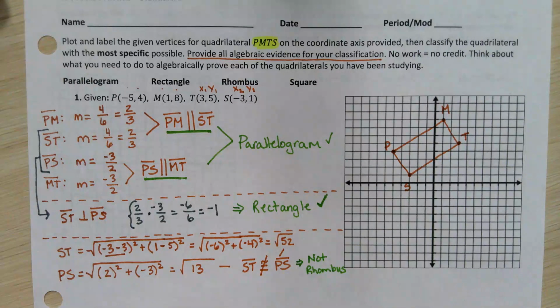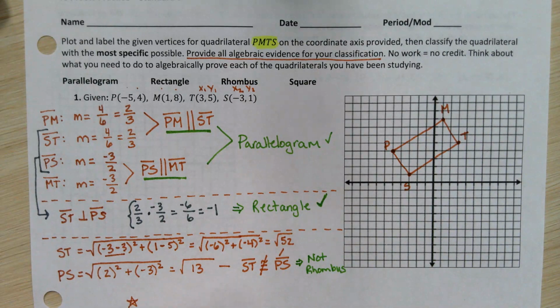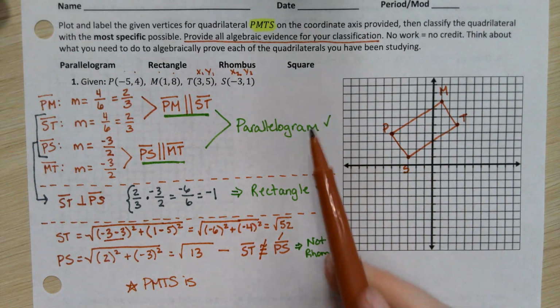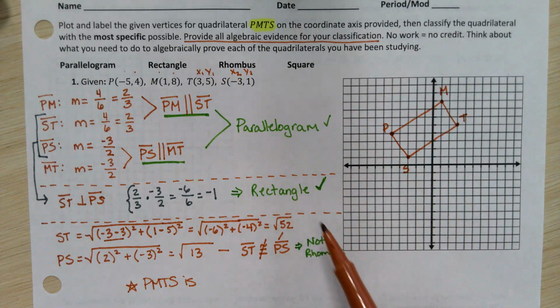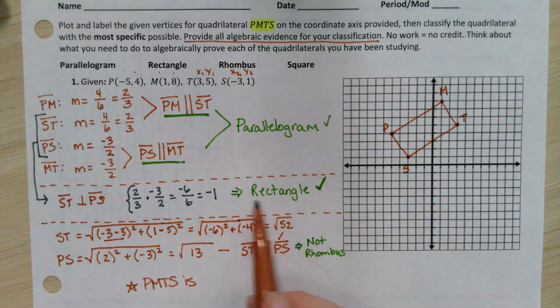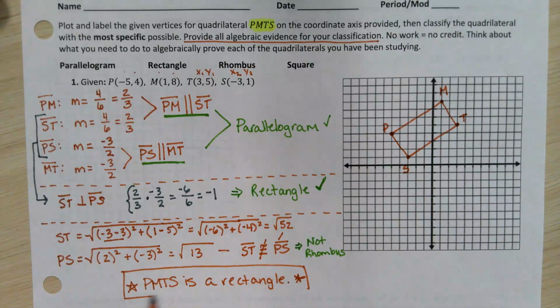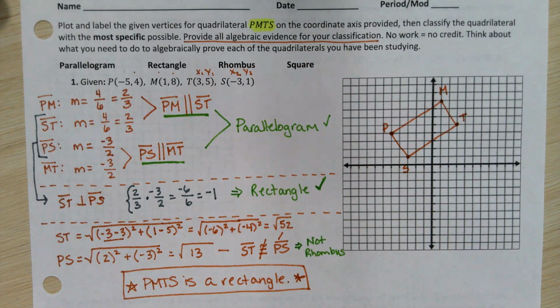So if I'm looking for the most specific name for quadrilateral PMTS, it was a parallelogram and it was a rectangle, but it wasn't a rhombus. That means that rectangle is the most specific name that I can give to that quadrilateral. Okay, go ahead and pause the video, try to work through that process for number 2. I will be back in a moment with some information that you can check your answer with to make sure that you are on the right track and have all the evidence shown as you need it to be.